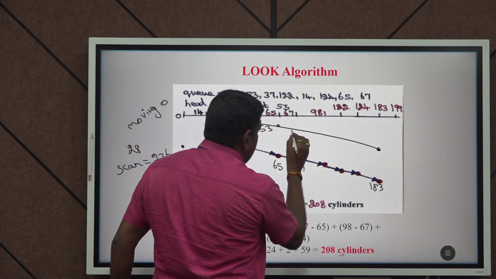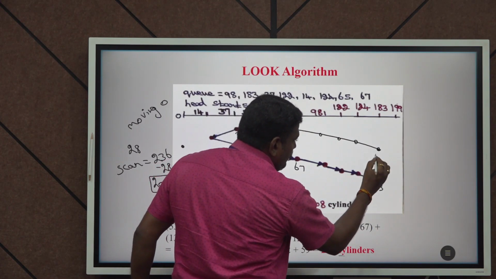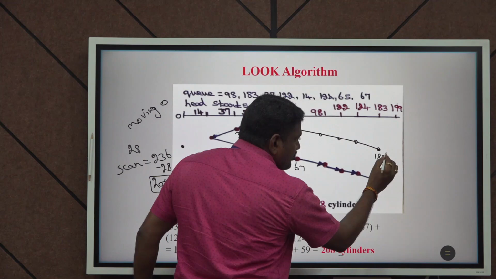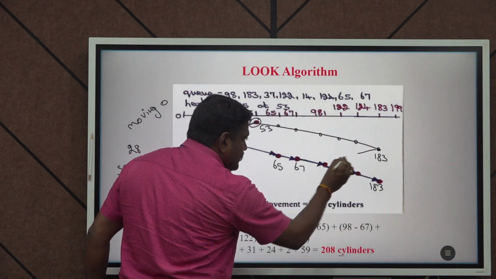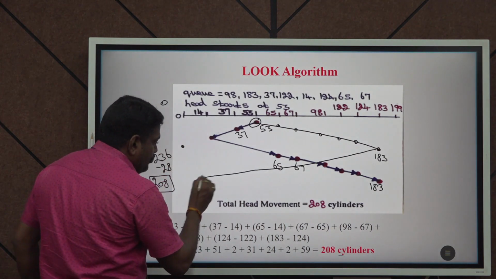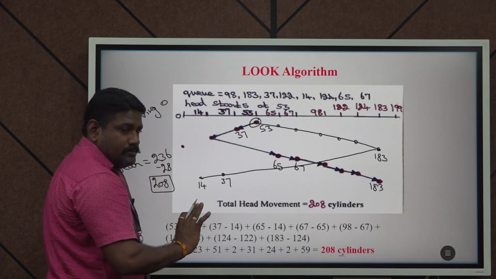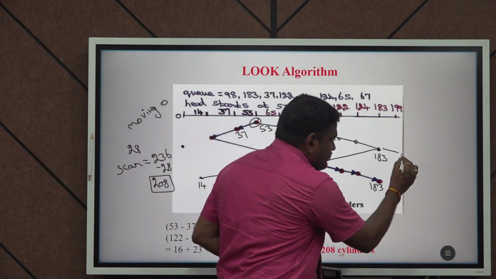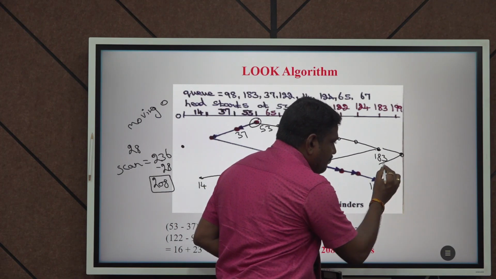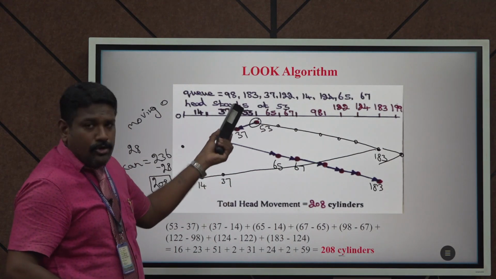We have to process all the inputs 67, 98, 122, 124. Then 183 is the last value. Then we need not go up to 199. Automatically we have to reverse and process 37 and 14, then stop. But if it is the SCAN algorithm, here additionally we have to go up to 199, then return. So that is the difference between the SCAN algorithm and the C-LOOK algorithm.